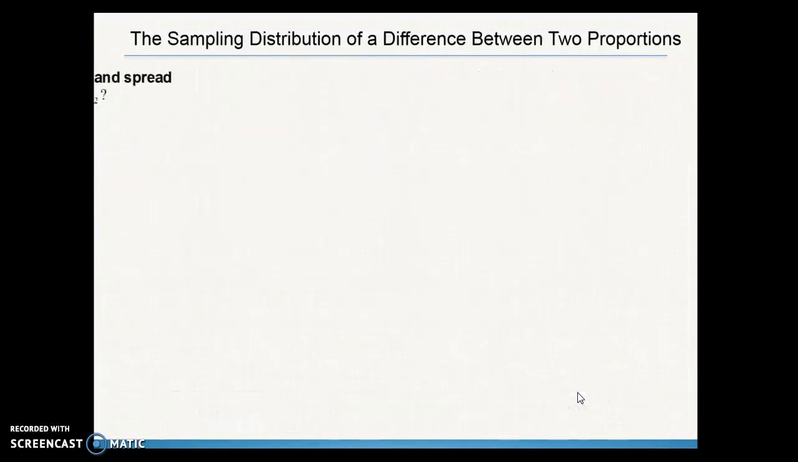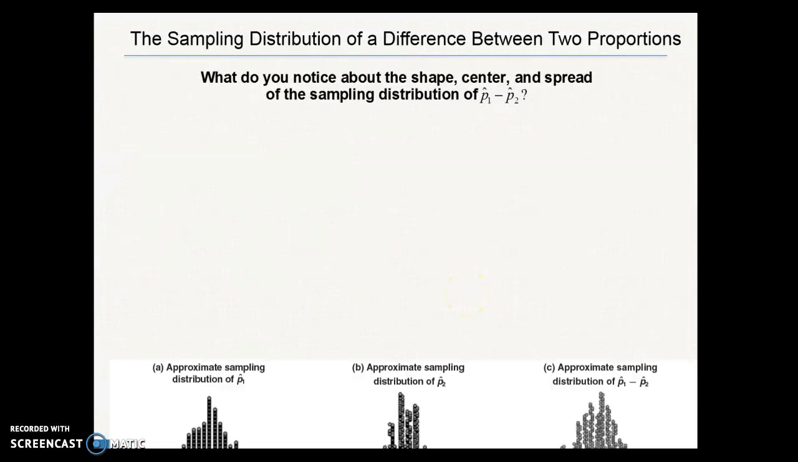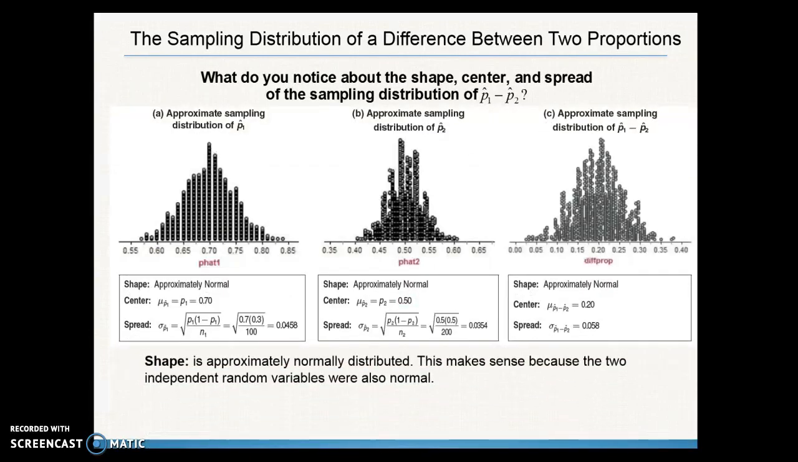Okay, so we took a look at the shape, center, and spread of my sampling distributions. We said that they're both approximately normal, therefore the subtraction is going to be approximately normal. The center is 0.20 because we just took the difference between them.